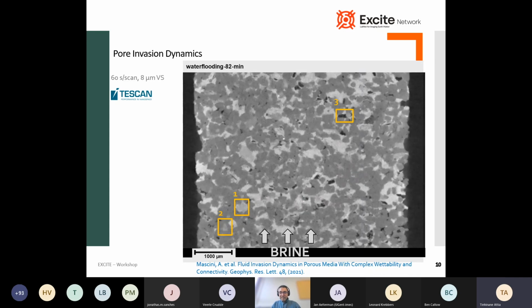So this can help us to, for example, find out that these pores are mostly isolated by micropores, and these micropores, they limit the fluid supply, and therefore it slows down the pore invasion dynamics.